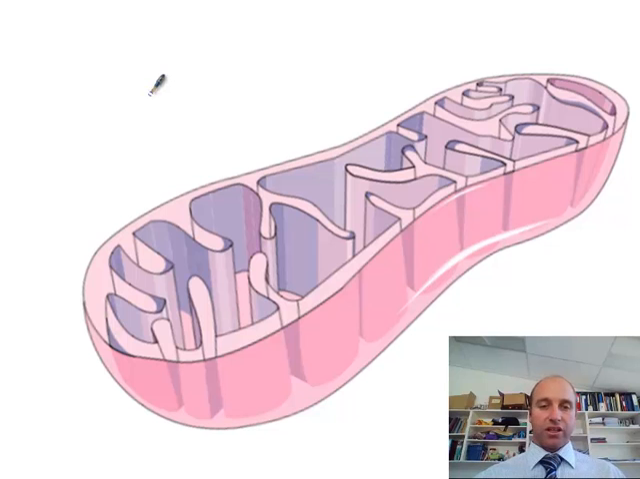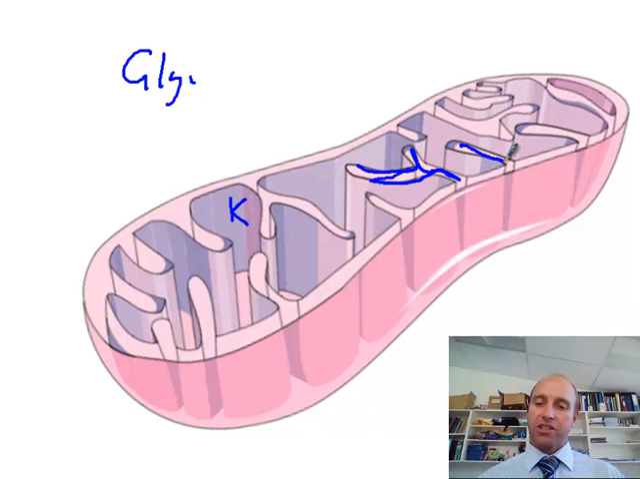So let's just have a quick look at this from the perspective of the mitochondria. We know that glycolysis is happening out in the cytoplasm. In the matrix here, in the fluid here, that's where the Krebs cycle is happening. And it's these membranes along here, these cristae, where all that energy production is happening in the electron transport chain.